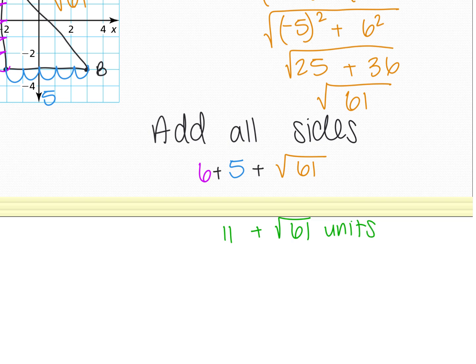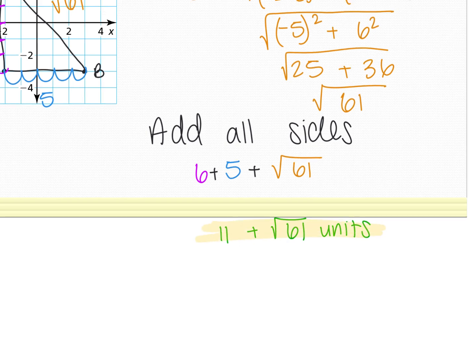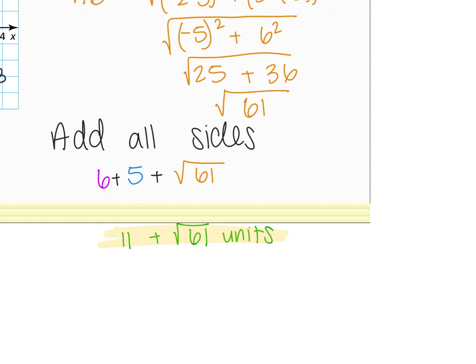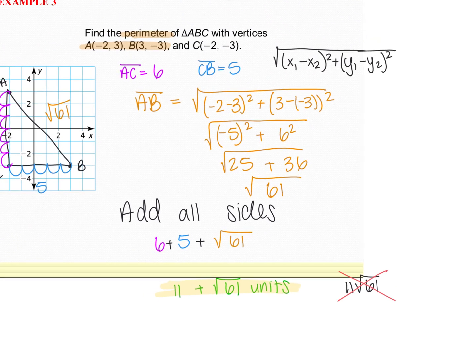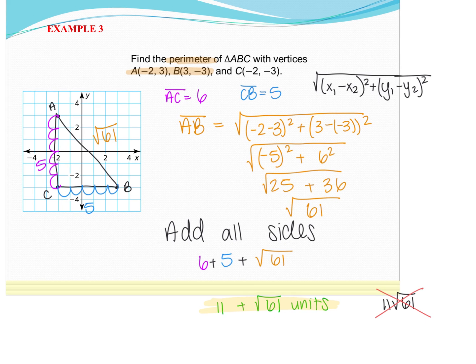That is my answer. Please, please, please do not write your answer as 11 square root 61. That is multiplying. We are not multiplying them. We are adding them together. Any questions on example number 3?